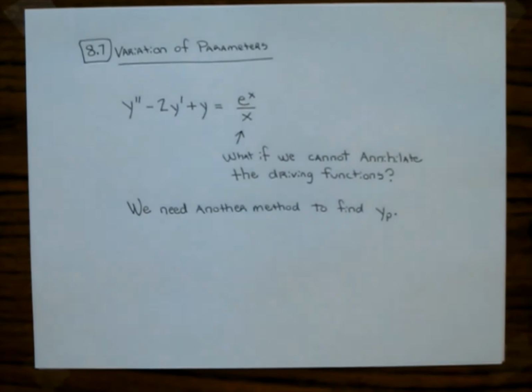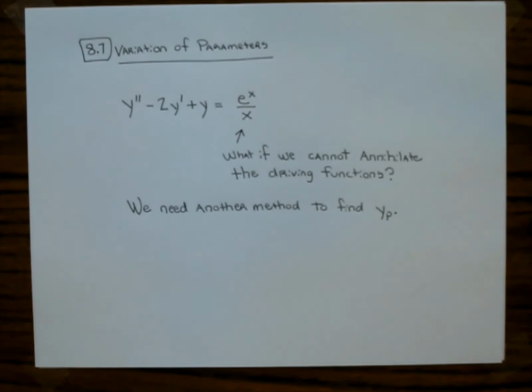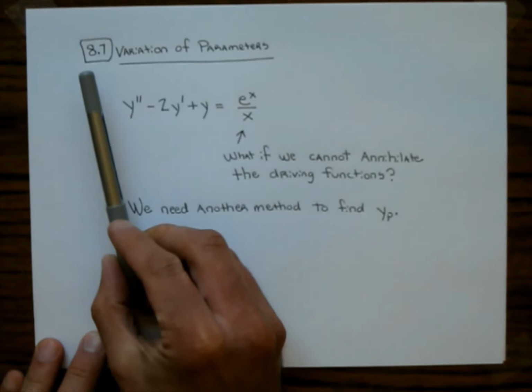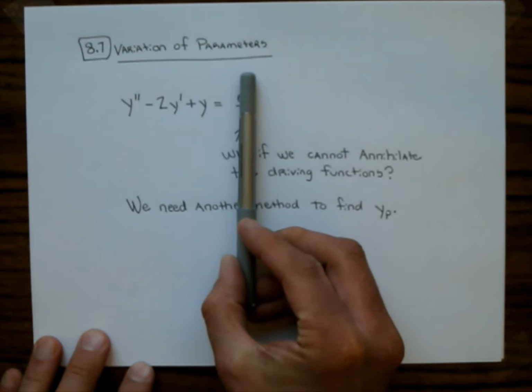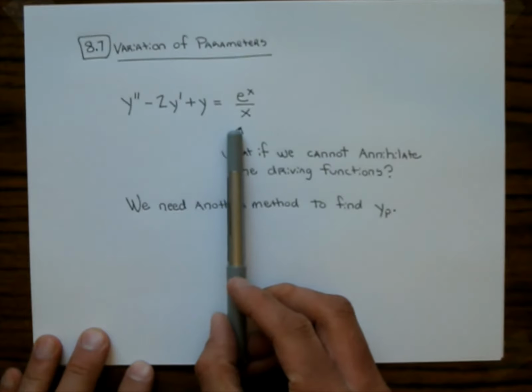Math 287, Cuesta College. I'm Joe Vasta, and we are covering section 8.7, variation of parameters. I have this differential equation here.